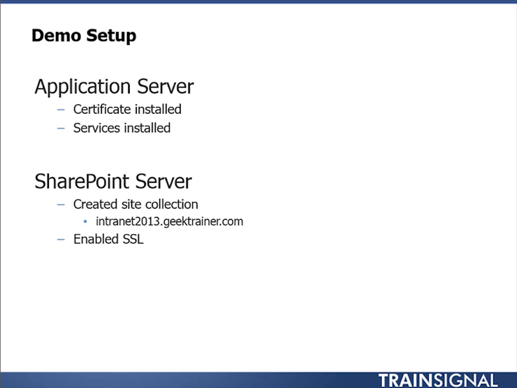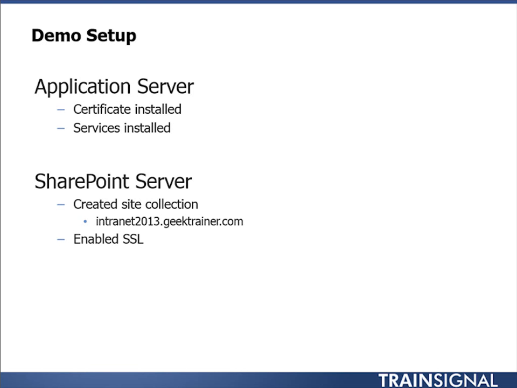Now, for our demonstration, I've already done a couple of things for our application server and our SharePoint server. On the application server, I already have the certificate installed, and I already have the services installed. And that's just going to make life a little bit easier. On the SharePoint server, I've already created a web application and a site collection, and it's available at intranet2013.geektrainer.com. I've also enabled SSL.